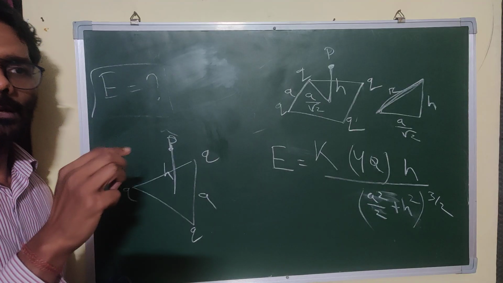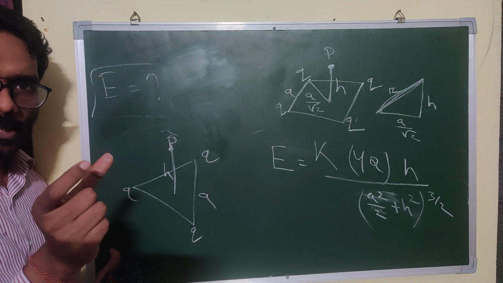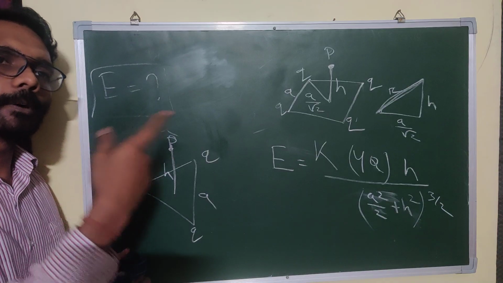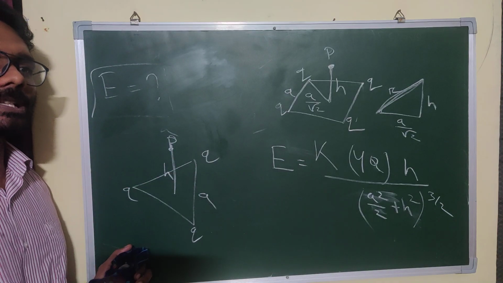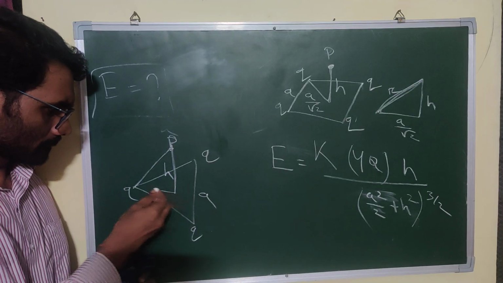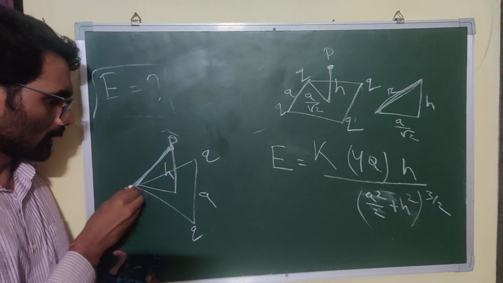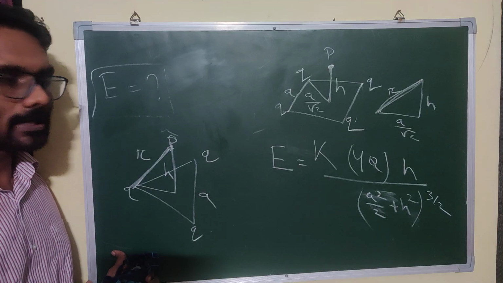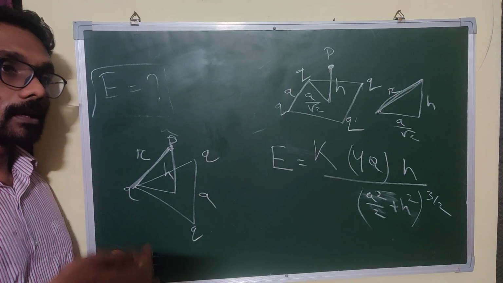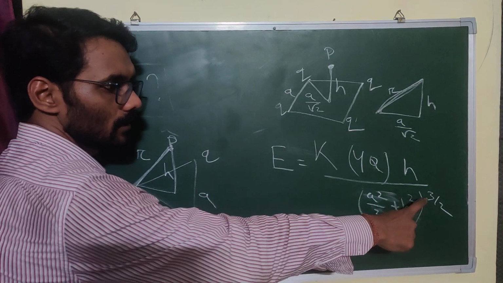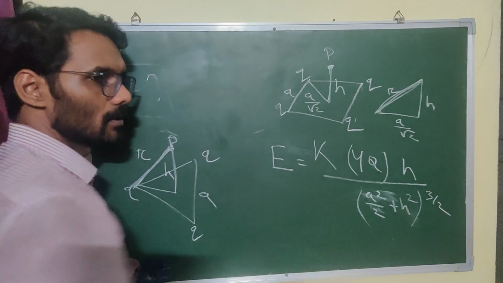K, total charge, into the distance from the center to point P, divided by the distance from each charge, this is the distance, this is R. So use your tricks. R is this distance, to the power 3.